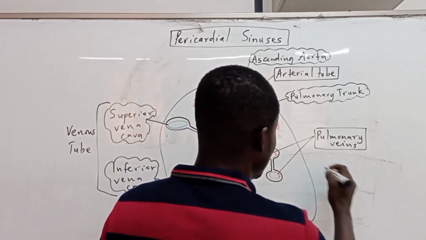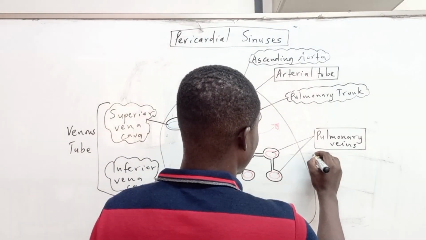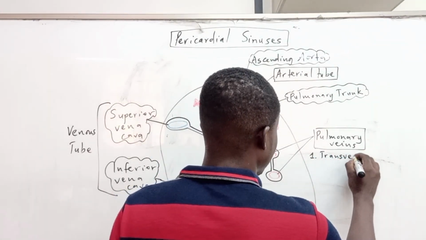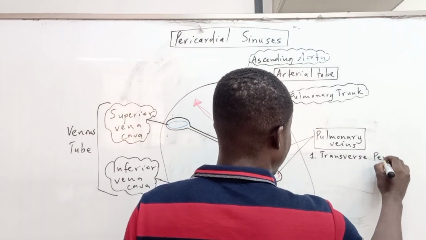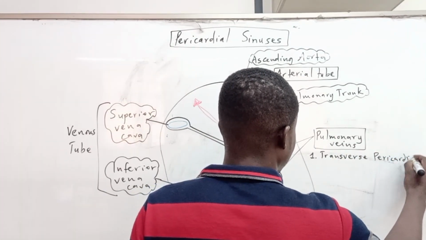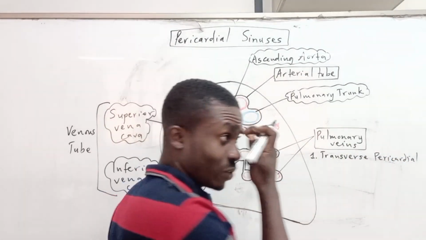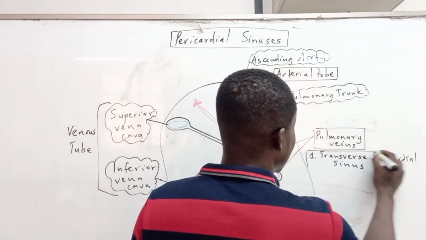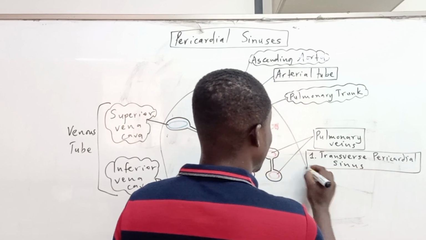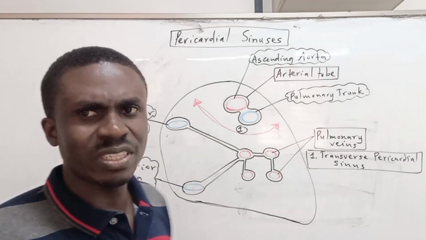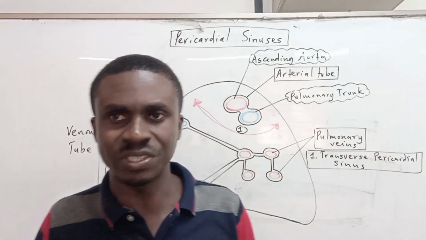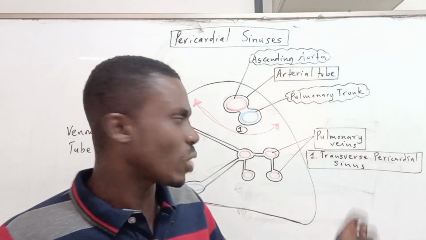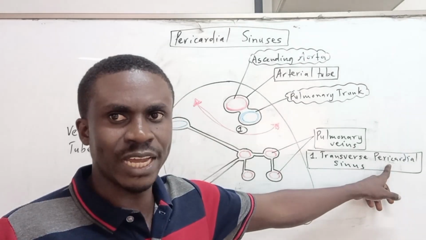If I should put it over here, the number 1 here is transverse pericardial sinus. Now don't just say transverse sinus, because transverse sinus is one of the dural venous sinuses in the head region. Now we are not talking about that. That's why you have to qualify with pericardial sinus.